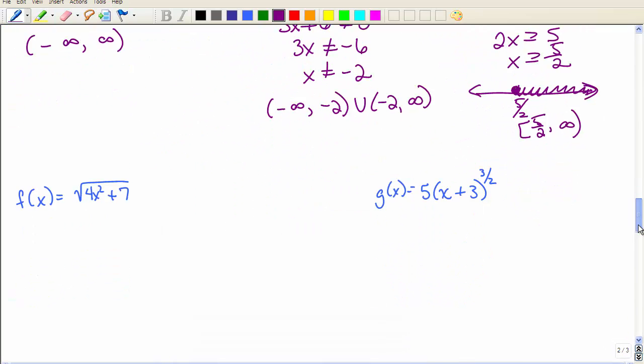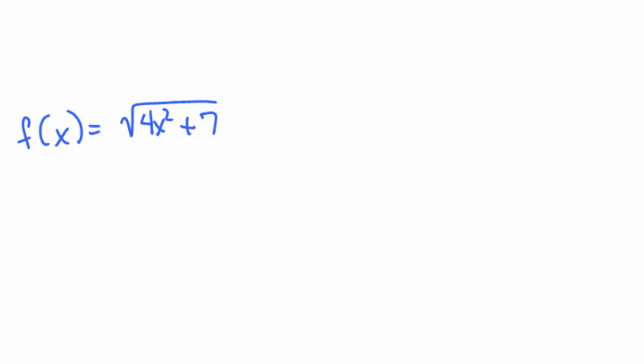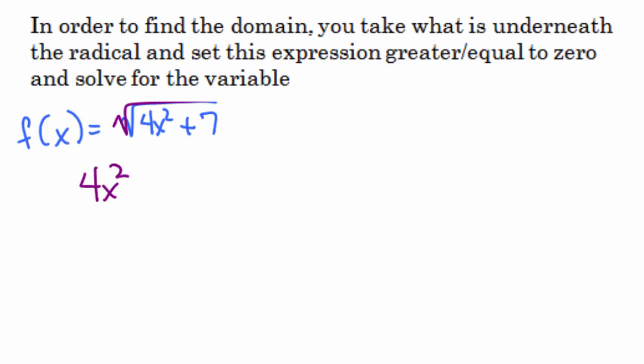Okay, let's look at these next two examples. So this is a square root. So it says take what's underneath the square root and set it greater than or equal to 0. But stop for a moment. The idea is we want this to be positive. Well, I'm adding 7, that's positive. I'm multiplying by positive 4, that's positive. Well, what happens when you square a number? That's always positive.